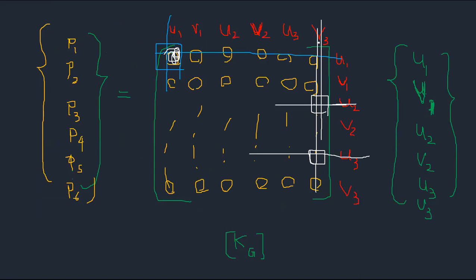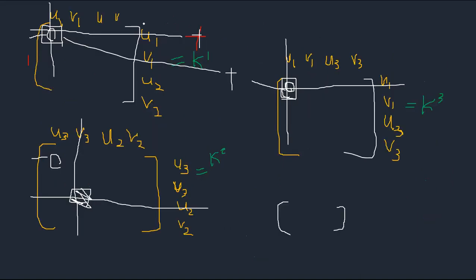For instance, this U3 and V3. Check where it appears in these matrices. U3 is here, V3 is here in the same matrix. You can take this element. This is coming. Check the other matrices. U3 is not here, and V3 is also not here. U3 is here and V3 is here. This is coming.